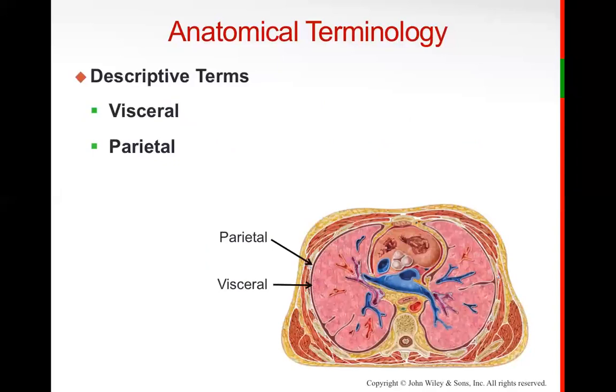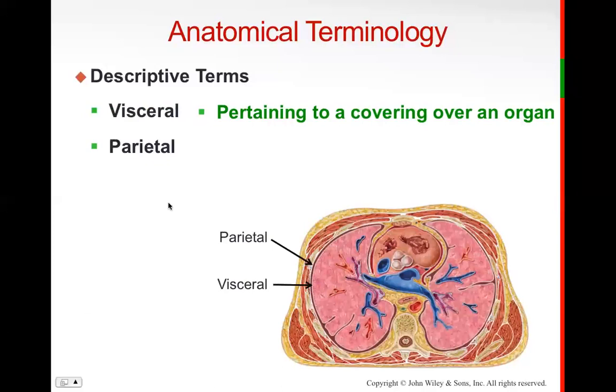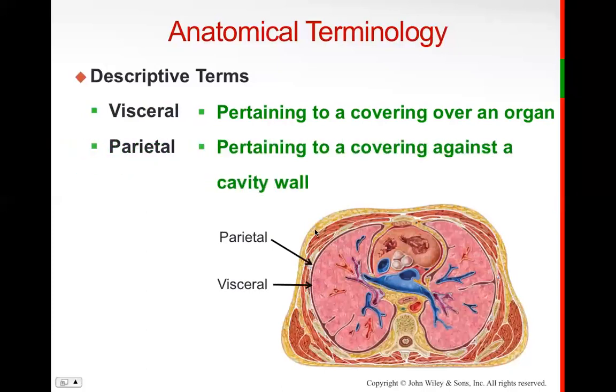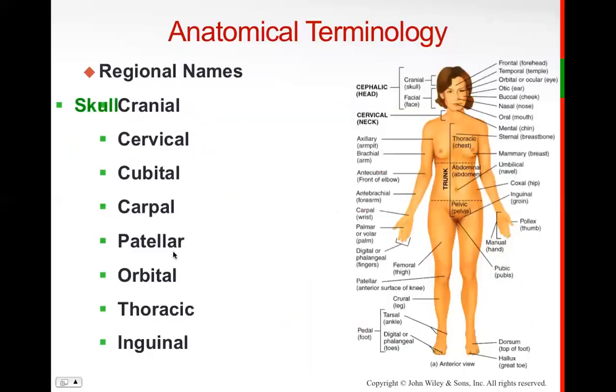Now, visceral, we're really going to get into that when we talk about our serous membranes, but visceral refers to the covering of an organ. So it's something that's actually attached to the organ, and parietal would be the covering that's attached to the cavity wall, all right? So there's going to be a lining over the lung here, which is called the visceral lining, and there's going to be another lining out here, which is the parietal lining, all right? And we'll talk about what those linings are called very shortly.